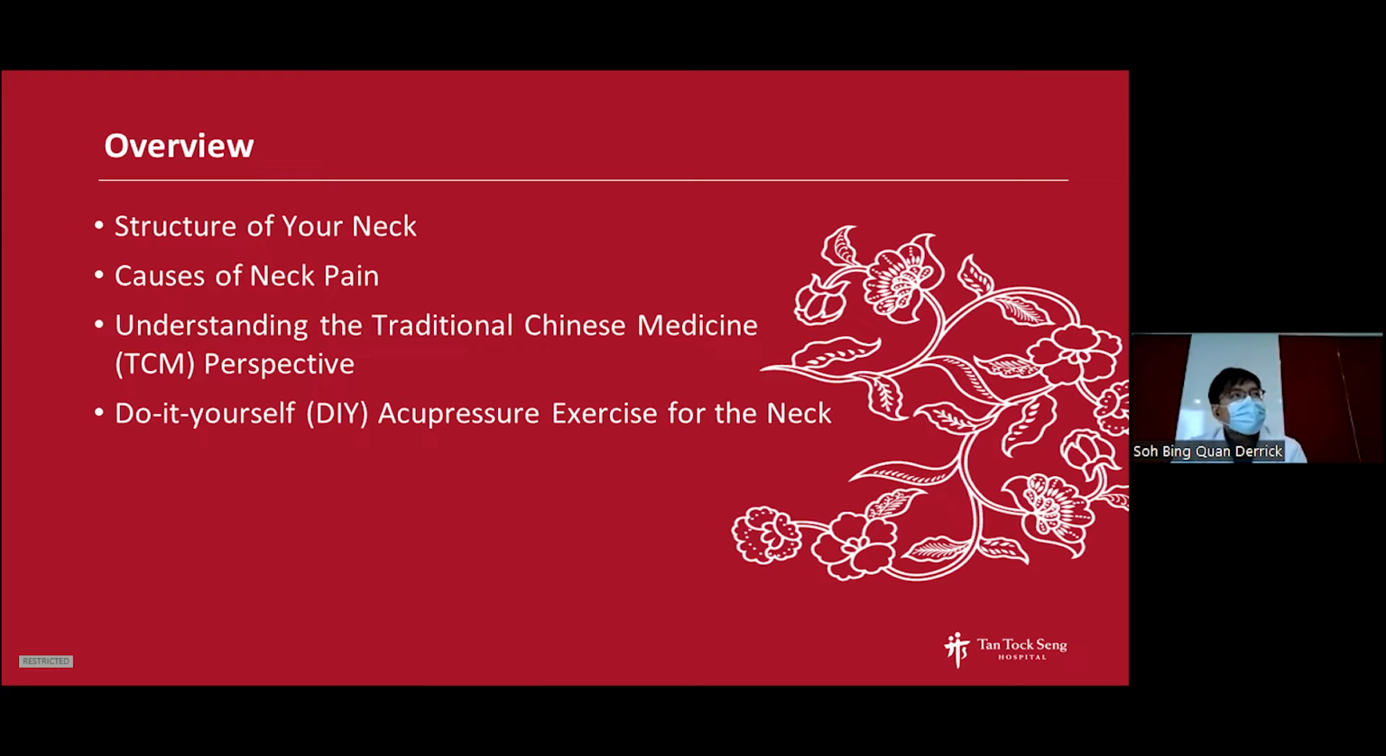In my day-to-day clinic, most of the time, patients with neck pain make up 1/3 of my patient load. Recently, especially after COVID, during the circuit breaker, everyone stayed at home and started to work from home. That was 2020. So during 2021, 2022, and this year, we have more and more people with neck pain.